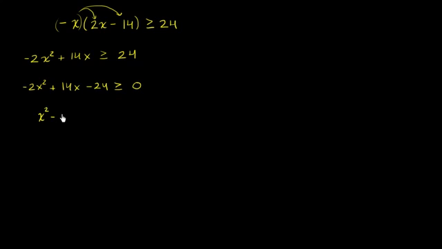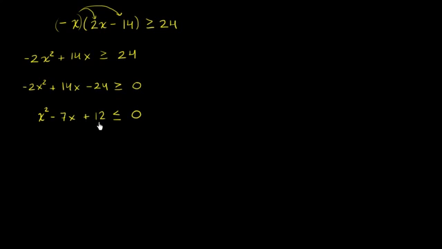positive x squared, minus, so I'm dividing by negative 2, so minus 7x plus 12. And now since I divided by negative 2, I'm going to flip this inequality: is less than or equal to 0, since 0 divided by negative 2 is 0. So that simplified things a good bit. And now let's see if we can factor this quadratic expression.